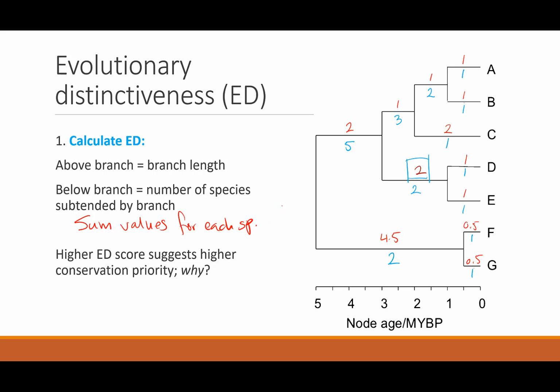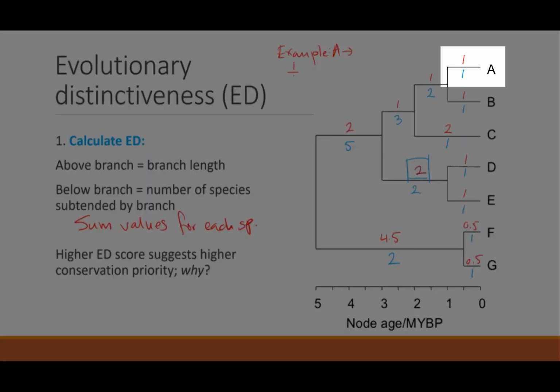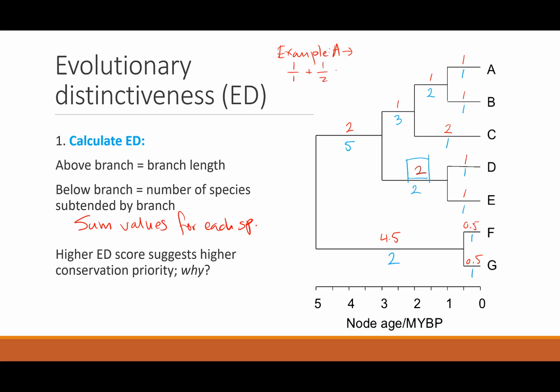And so what we're going to do is, as an example, here's an example for species 1, or A. Example for species A is we're going to take 1 divided by 1, which gives us this first branch fraction or ratio, plus 1 over 2, which gives us this second ratio, plus 1 over 3, plus 2 over 5. And you do that for each of your species.